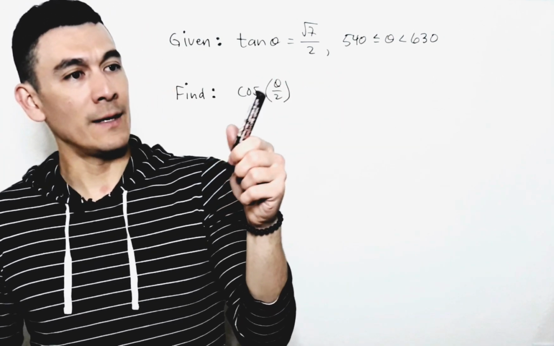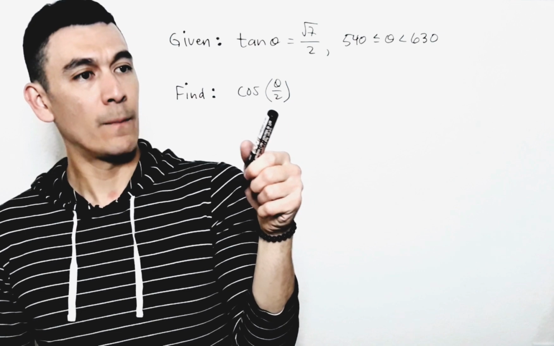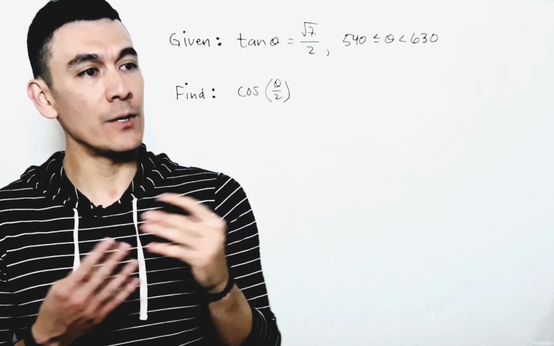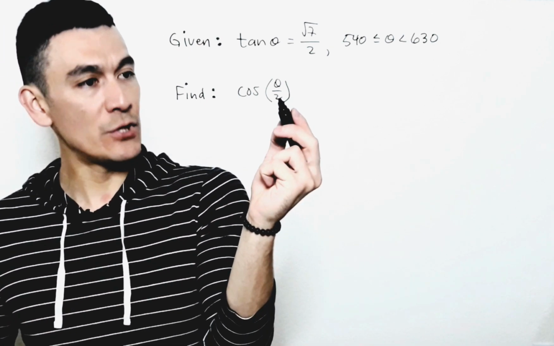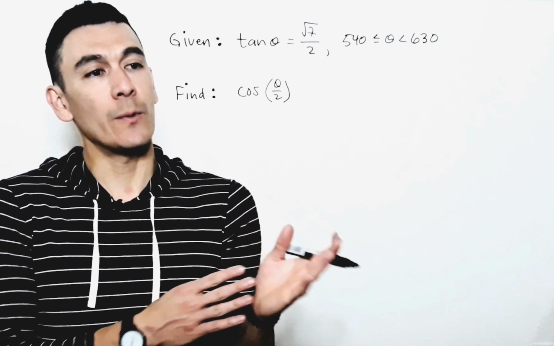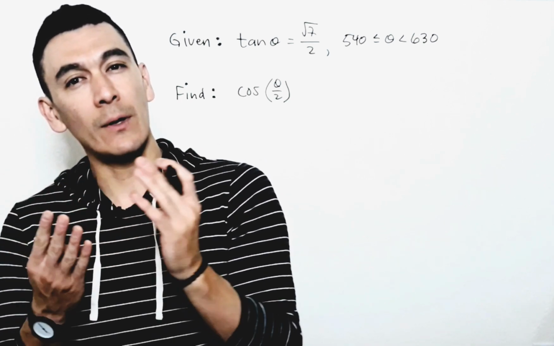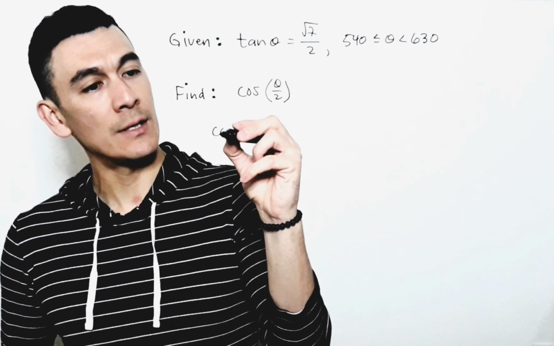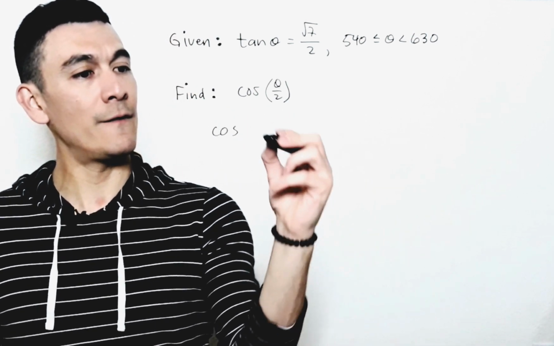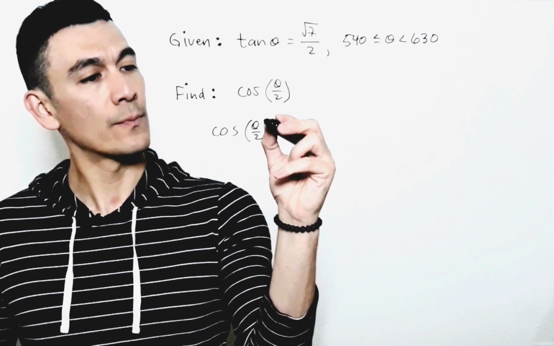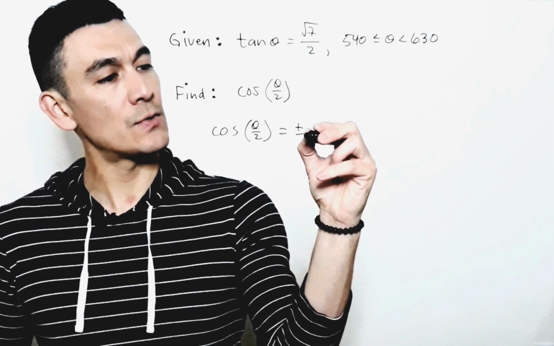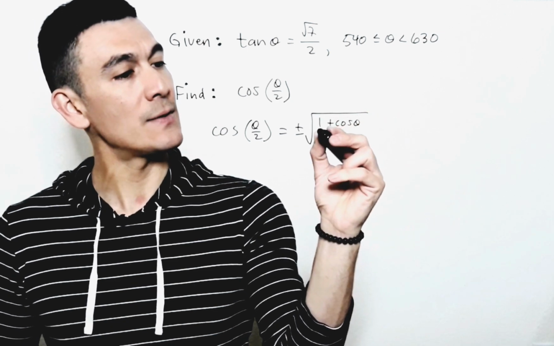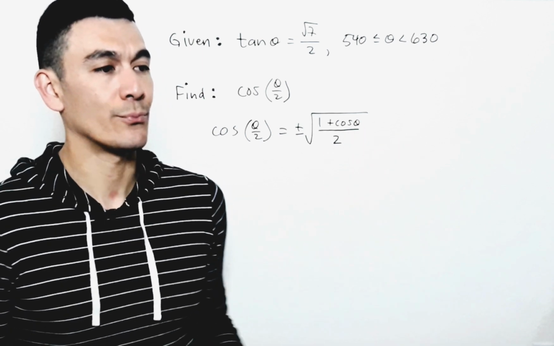So here the goal is to find the cosine of half of theta, but we don't know what half of theta is. If it said cosine of theta, we could use SOHCAHTOA, but this is theta over 2. We're not ready for that. So we go to our trig identities. If you look at your cheat sheet or your trig identities sheet, it'll say that cosine of theta over 2 is equal to plus or minus the square root of 1 plus cosine theta, all over 2.